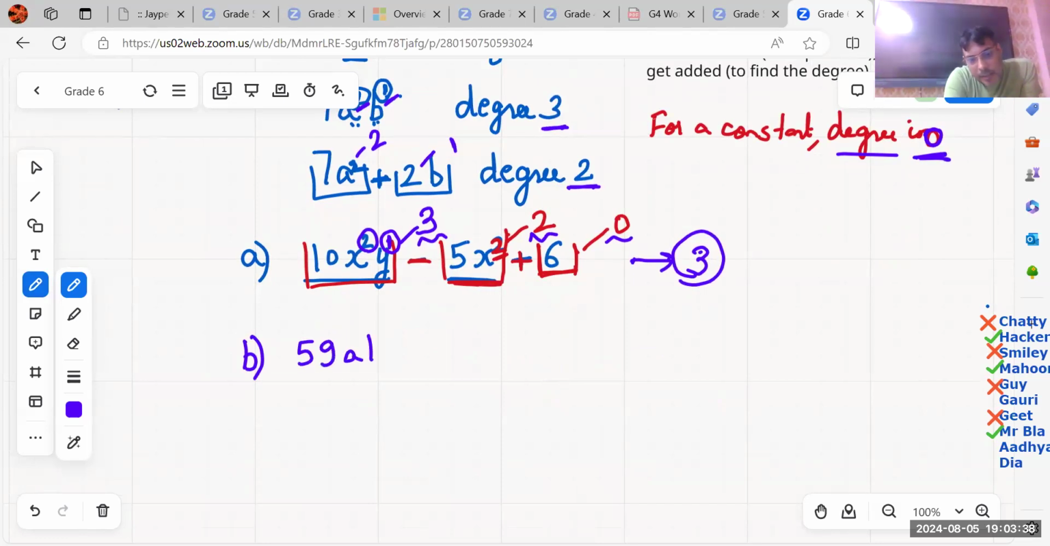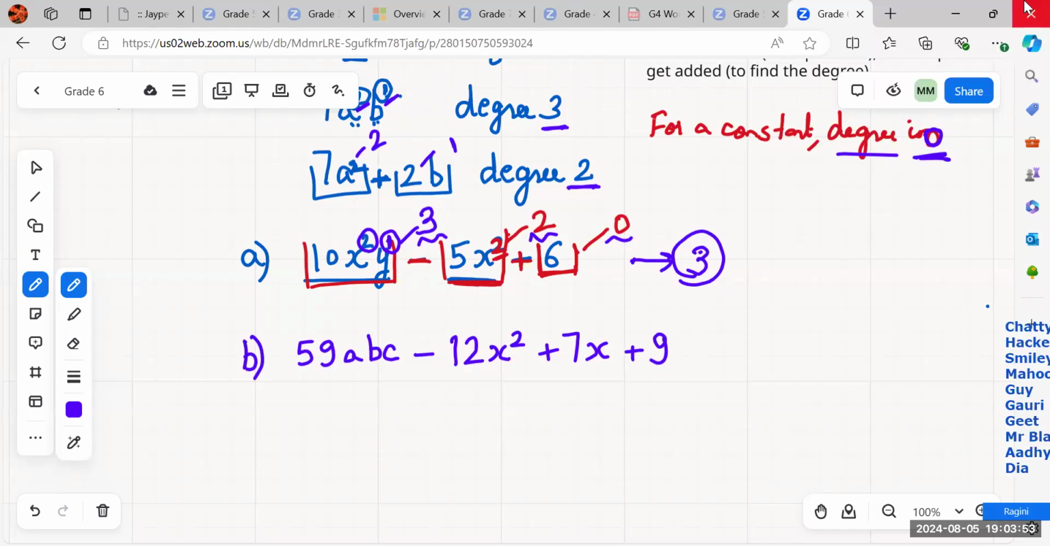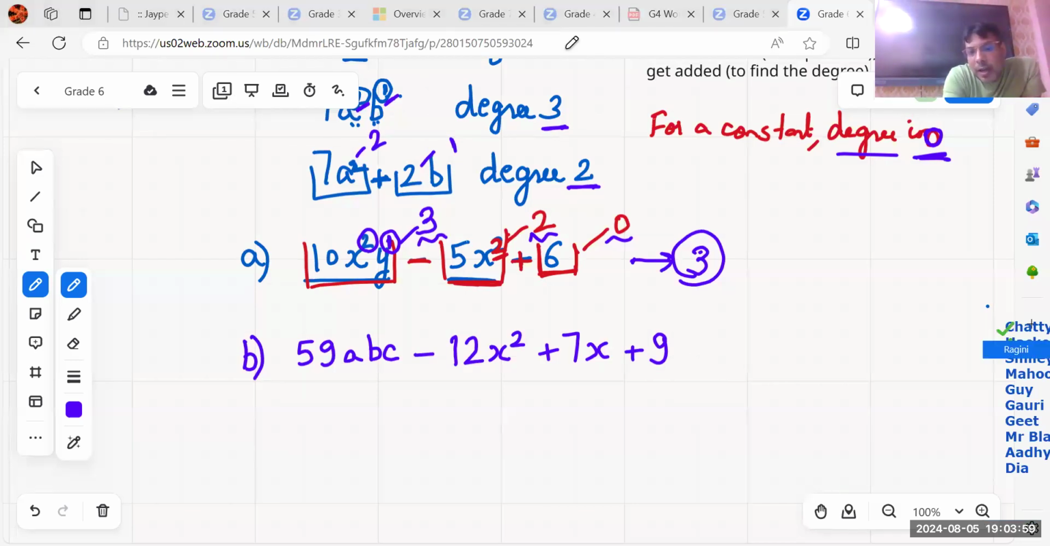5x square y z, minus 12 x square plus 7x plus 9. Give the answer, guys. Sir, I still didn't understand. Do we cancel out the other x if that's the case? No, beta, no. We just give the answer which has the highest value. Highest value was 3, so we give that as the answer.